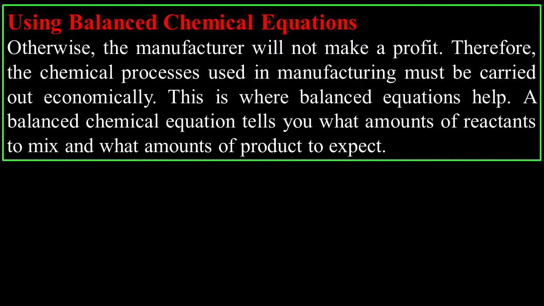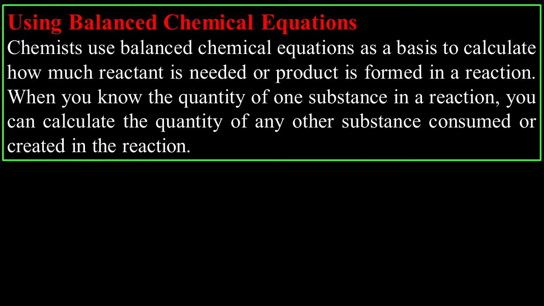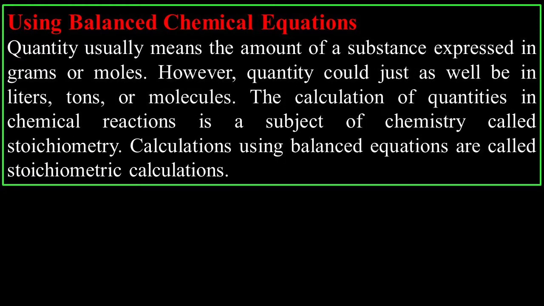A balanced chemical equation tells you what amounts of reactants to mix and what amounts of products to expect. And remember, conservation of mass, don't forget. Chemists use balanced chemical equations as a basis to calculate how much reactant is needed or product is formed in a reaction. When you know the quantity of one substance in a reaction, you can calculate the quantity of any other substance consumed or created in the reaction. The key is to use the stoichiometric equation as written. Then you put the stoichiometric masses above each component of the equation, and I'll get into that a little bit later.